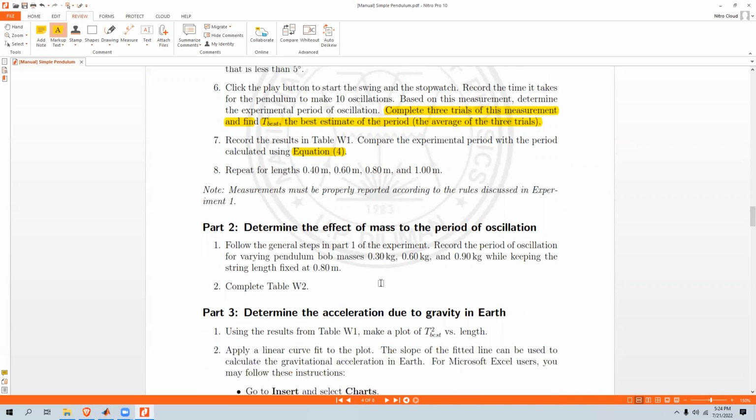Part 2, we're to determine the effect of the mass on the period of oscillation. In this part, you'll basically do exactly the same instructions as before, but this time, you will be fixing your pendulum string length at 0.8 meters, and now vary the mass at 0.3, 0.6, and 0.9 kilograms. Using this data, you will be completing table W2 of the data sheet.